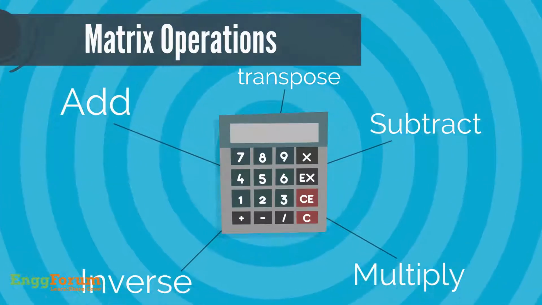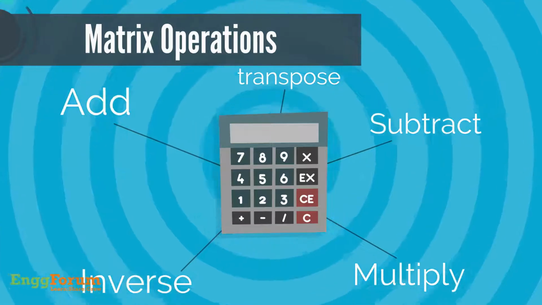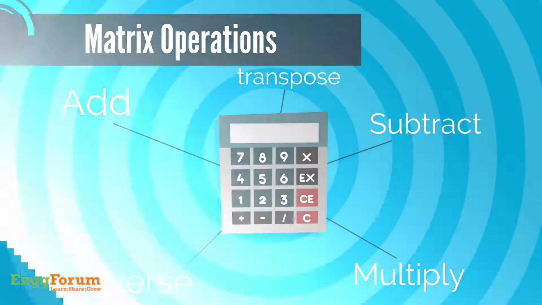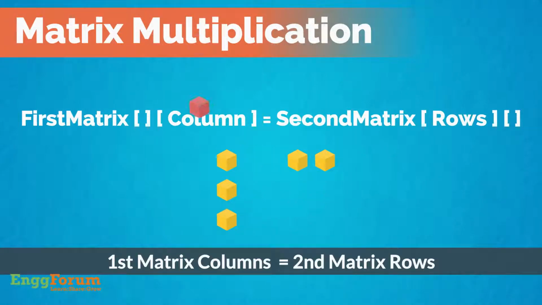Before we work out the matrix multiplication program, let's learn how to multiply matrices. To perform matrix multiplication, the matrices must satisfy a condition. The number of columns of the first matrix must be equal to the number of rows of the second matrix.